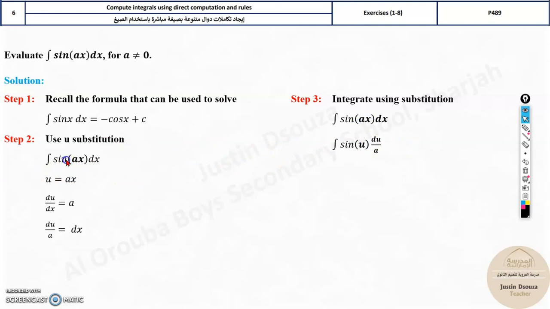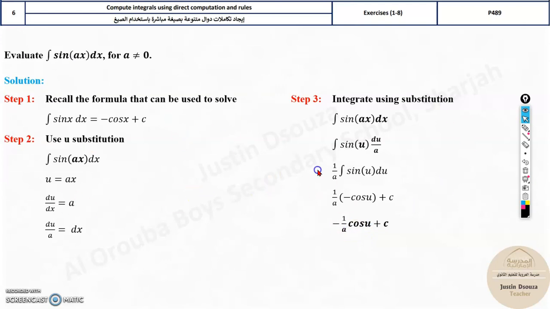That is, sine ax becomes sine u because we have assumed ax to be u. And from u we can find dx in terms of du. It'll be du by a. Now this is a constant, 1 by a. Remove 1 by a out. And what remains? Sine u du. Now you can use this formula. Instead of x we have u. It will become minus cos u plus c, and 1 by a is outside. Now this is the answer. It is minus 1 by a cos u plus c. So that is the answer for this particular question.